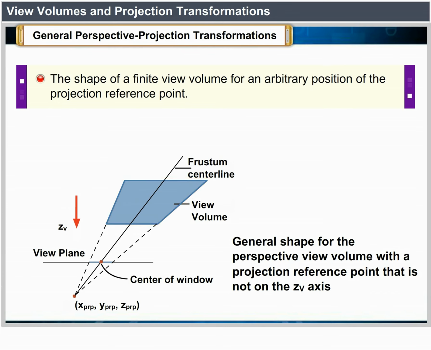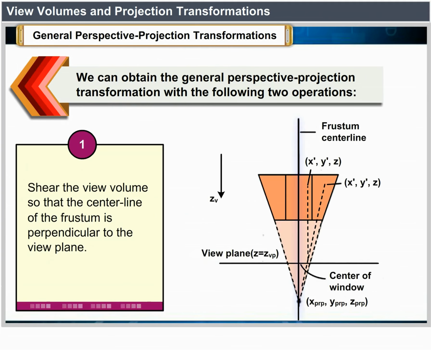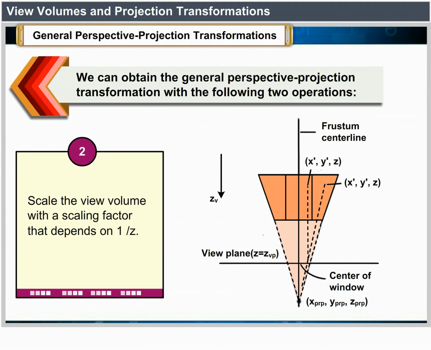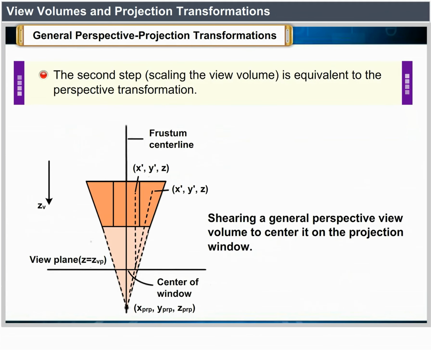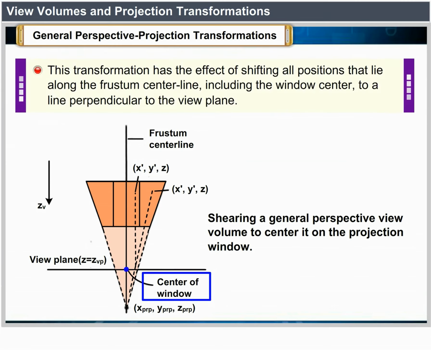We can obtain the general perspective projection transformation with the following two operations. Shear the view volume so that the center line of the frustum is perpendicular to the view plane. Scale the view volume with the scaling factor that depends on 1 over z. The second step, scaling the view volume, is equivalent to the perspective transformation. A shear operation to align a general perspective view volume with the projection window is shown in this figure. This transformation has the effect of shifting all positions that lie along the frustum center line, including the window center, to a line perpendicular to the view plane.